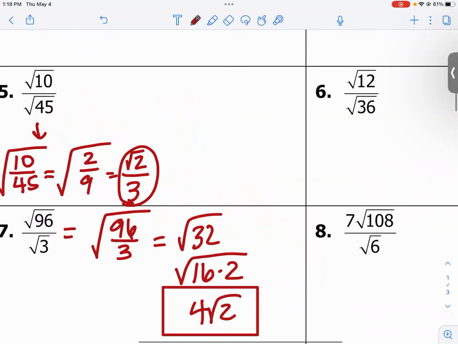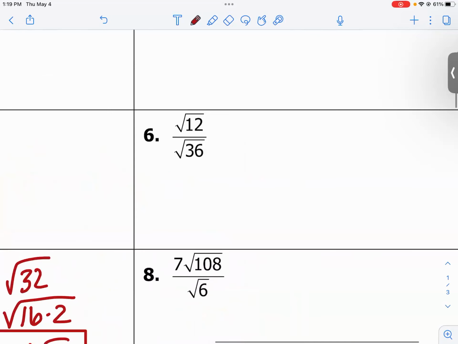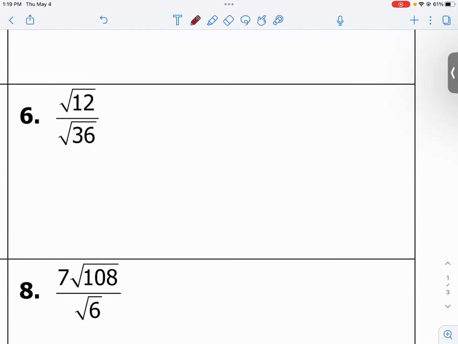Now, would it be efficient for us to do that same process in number 6? Why did you say no? Somebody said no. Why, Abby? Because you can't directly divide those two together. That's okay. We couldn't, I mean, 10 over 45 we reduced.